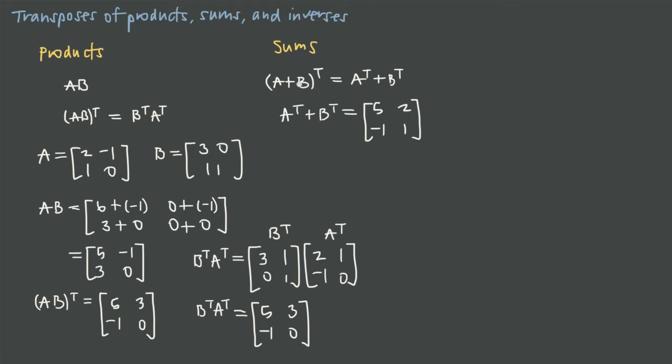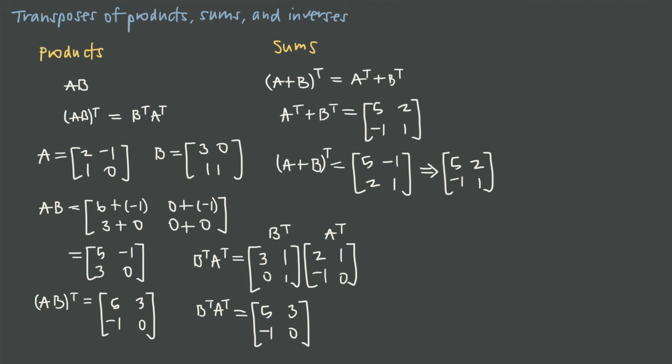But if we go the other way and find the sum first, let's look at the sum here, A plus B. We have A and B here, so if we take their sum, 2 plus 3 is 5, negative 1 plus 0 is a negative 1, 1 plus 1 is 2, and 0 plus 1 is 1. So that's the sum. And then if we transpose that, so let's just call this now (A plus B) transpose, and ignore this for a second. (A plus B) transpose will be, when we transpose this, 5, negative 1 will become the first column, and 2, 1 will become the second column. And so we have 5, 2, negative 1, 1, which is the same thing we got when we took the transposes of the matrices individually and then found the sum of the results. So we can see that this formula does in fact work.